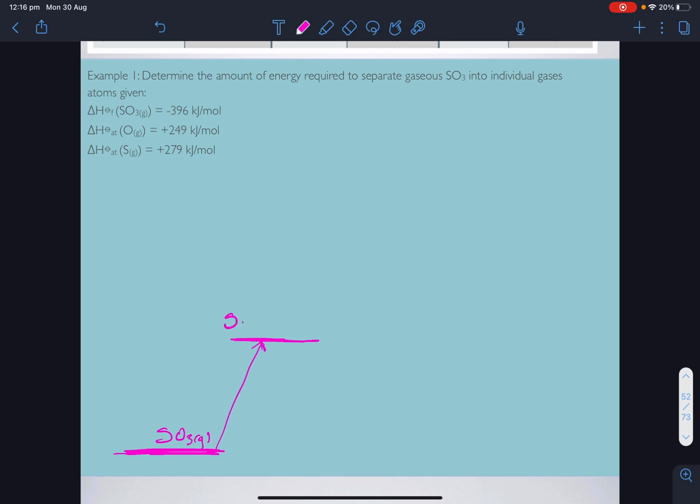So sulfur in its natural state is sulfur and oxygen, O2. Okay, and then we've got sulfur plus 3 times oxygen. Okay, have I done this right? Let's see. Okay, so the amount of energy required to separate gases into... I think I'm good. Okay, so this is... I want the negative heat of formation. So that equals 396 kilojoules per mole.